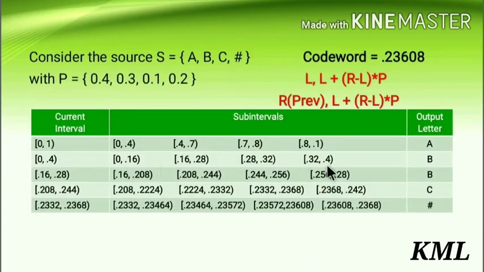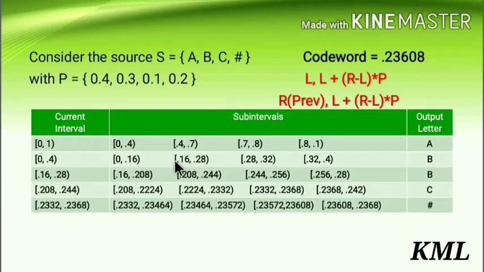So you have got your subintervals. Now after making subintervals, what you have to do? See here. Check where this code word lies. Okay, in which subinterval this code word lies. So check for this 0.0, 0.16. See here, 0.23608 is greater than 0, but it is also greater than 0.16. Okay, so this value is greater than this one, so it cannot fall in this subinterval. So next, check for this one. So 0.23608 is greater than 0.16 and it is less than 0.28. So this code word falls in this subinterval. Okay, so you have to take this subinterval.